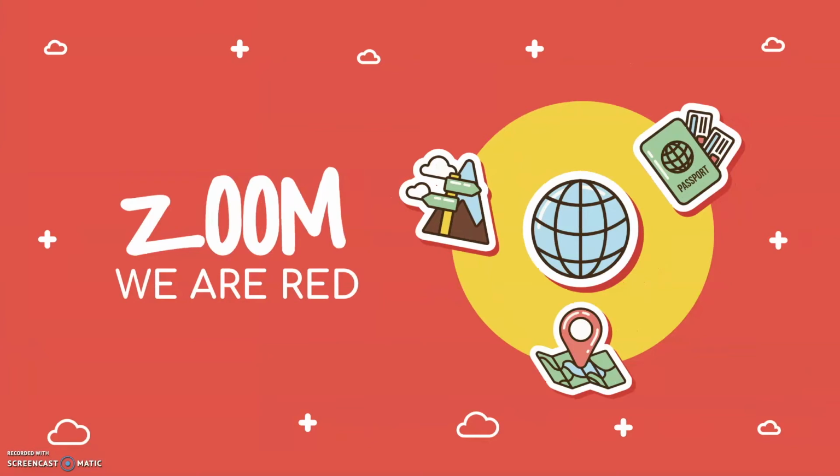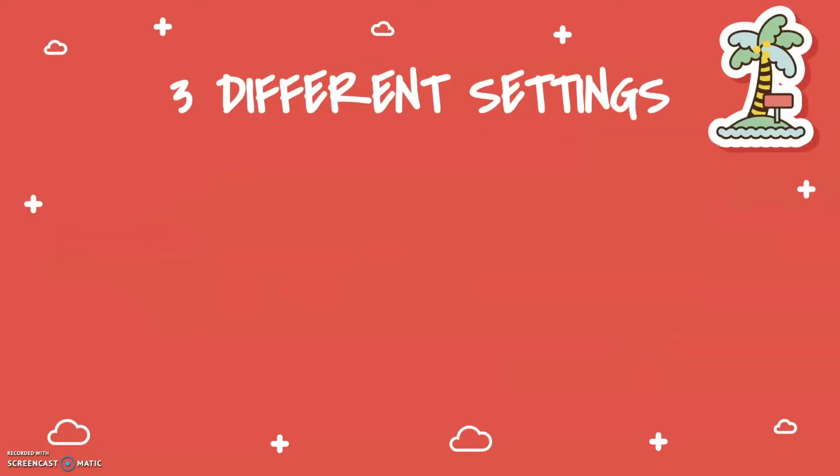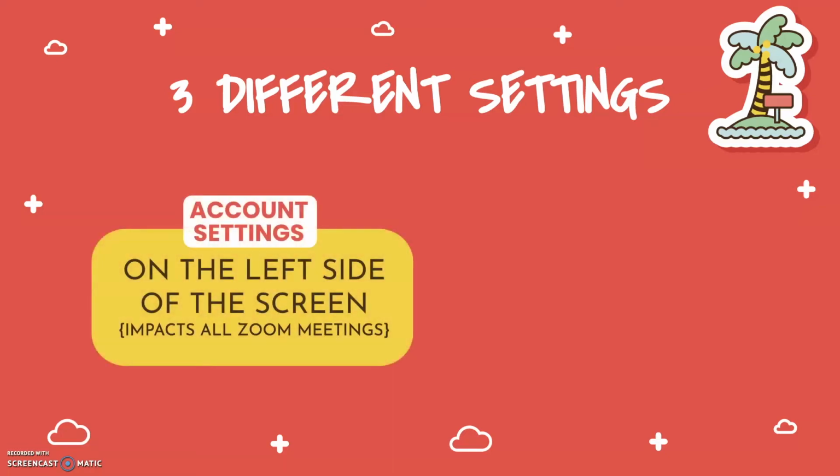This video is going to go over the We Are Red acronym that will hopefully help us all have more secure Zoom calls. So I'm going to go over the logistics really quickly. There are 3 different settings within Zoom that you're going to need to pay attention to. There are the account settings that are the overall settings, and so you'll set these and then this will automatically be set for each of your Zoom calls.